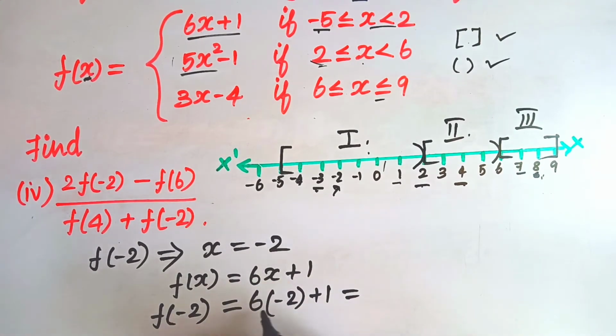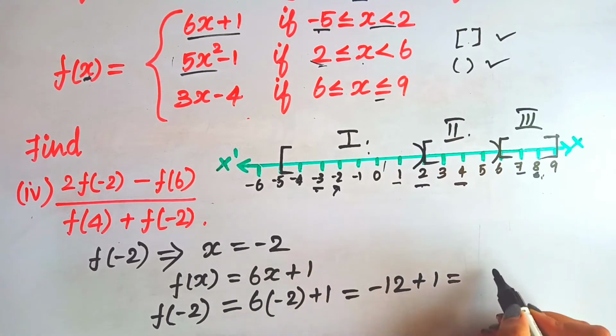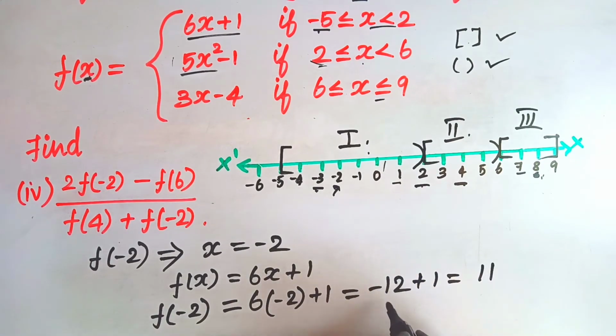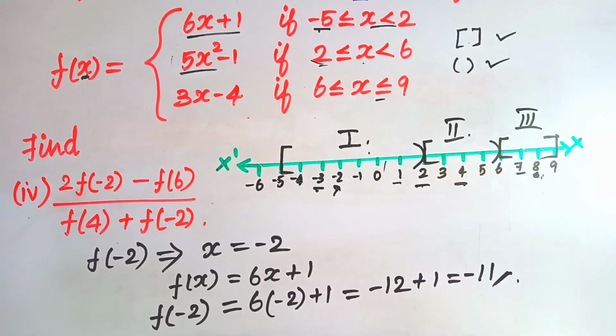So we'll get 6 2s are 12, so minus 12. Since there is a minus sign, we have to put minus 12 plus 1 is equal to, so we have 12 minus 1, it will be 11, and in the bigger number the sign is minus, so we have to put minus here. So we got the answer: f of minus 2 is minus 11.